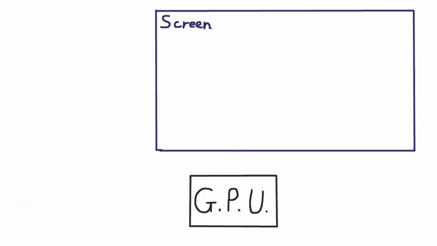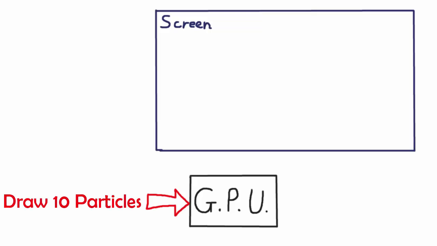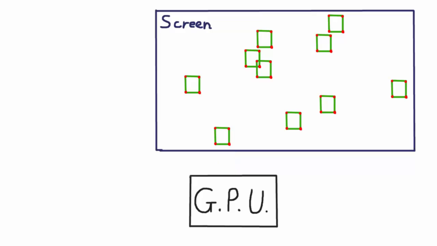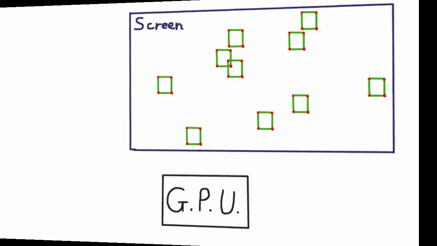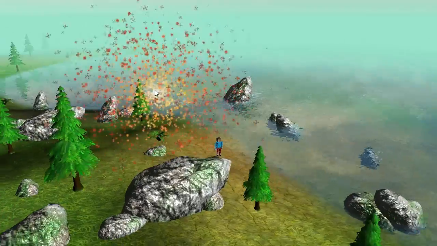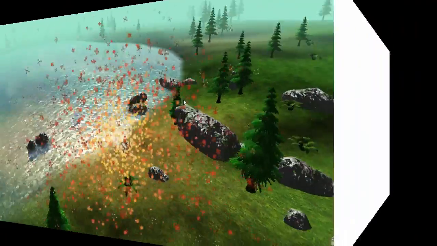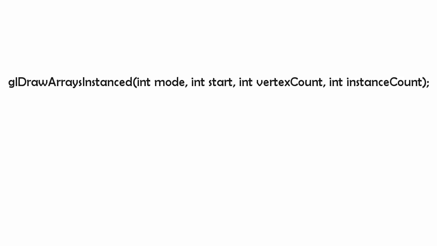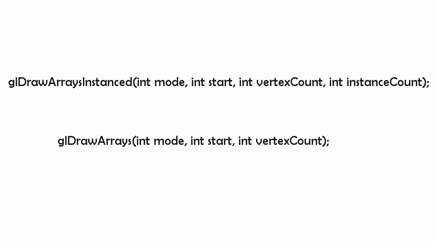What instanced rendering allows us to do is to tell the GPU with a single draw call to render the same vertex data multiple times. This can be used to render things like particle systems where the same model is rendered hundreds or thousands of times in the scene. The function that we're going to be using this week to carry out this instanced rendering is glDrawArraysInstanced, which is exactly the same as glDrawArrays, except it has one extra parameter which indicates how many instances of the vertex data should be rendered.